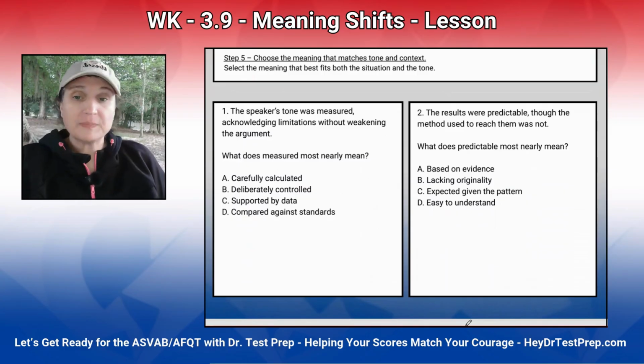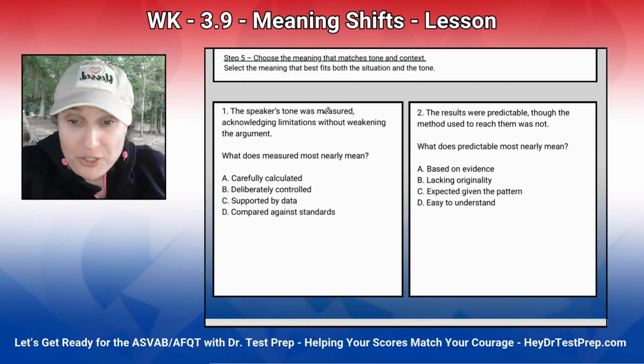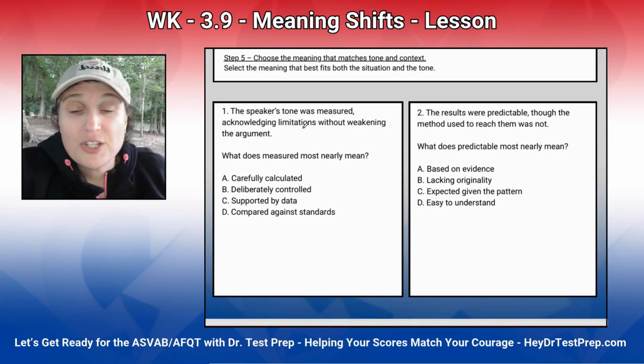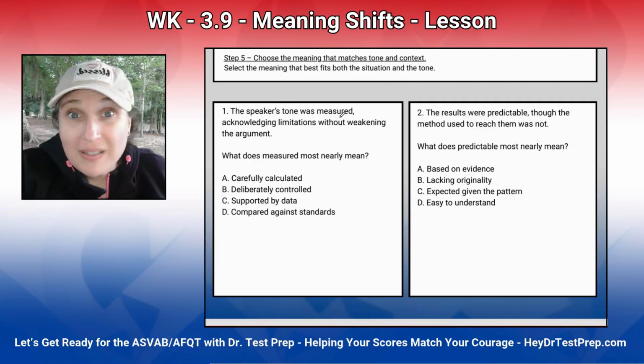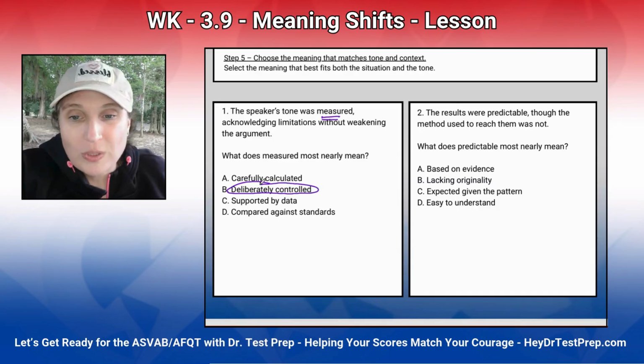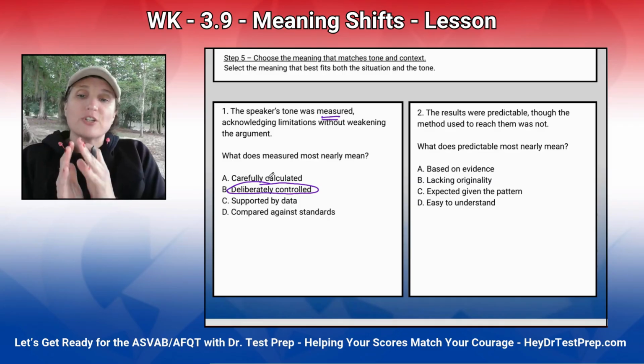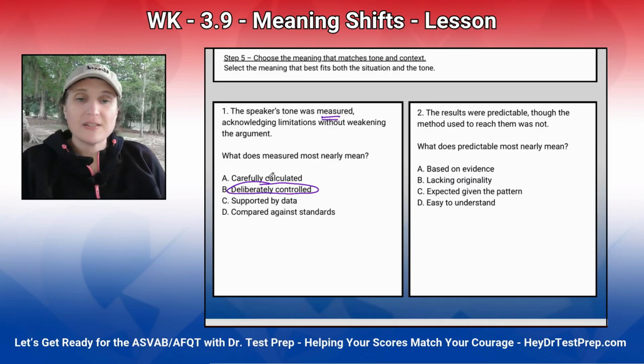All right, here we go. The speaker's tone was measured, acknowledging limitations without weakening the argument. Measured comes up a lot in our studies. I really hope you see measured on your test. So when something is measured, it is deliberately controlled. Okay, we're not overemphasizing anything. We're not decreasing it. We're just saying this is how it is.